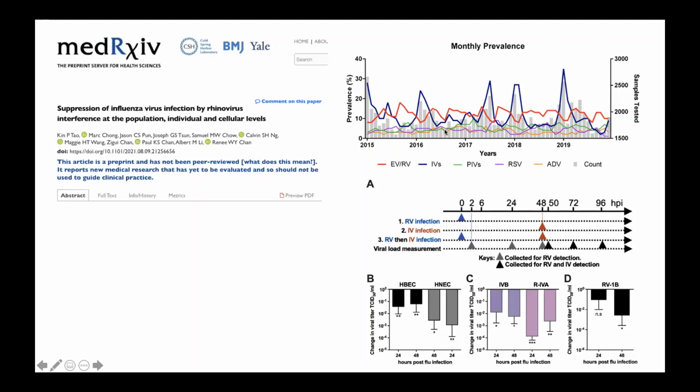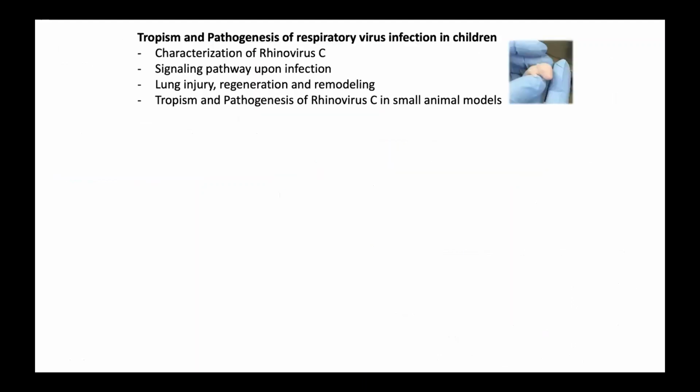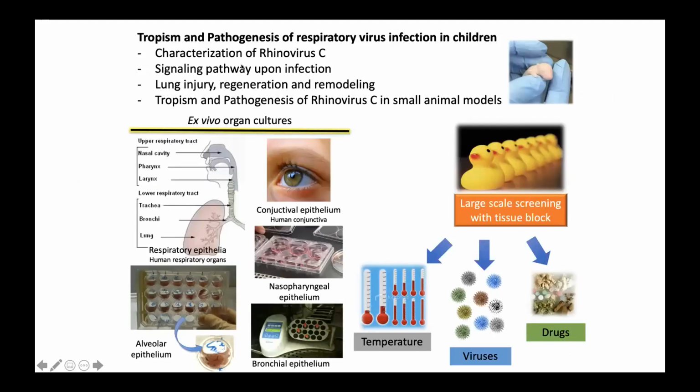So apart from doing that at the population level, we also do it at the individual level and also at the cellular level. So how can we study the viruses in vitro? We can do that in small animals. And these are the neonatal mice, which are just 5 days old, and they represent the pediatric airway.